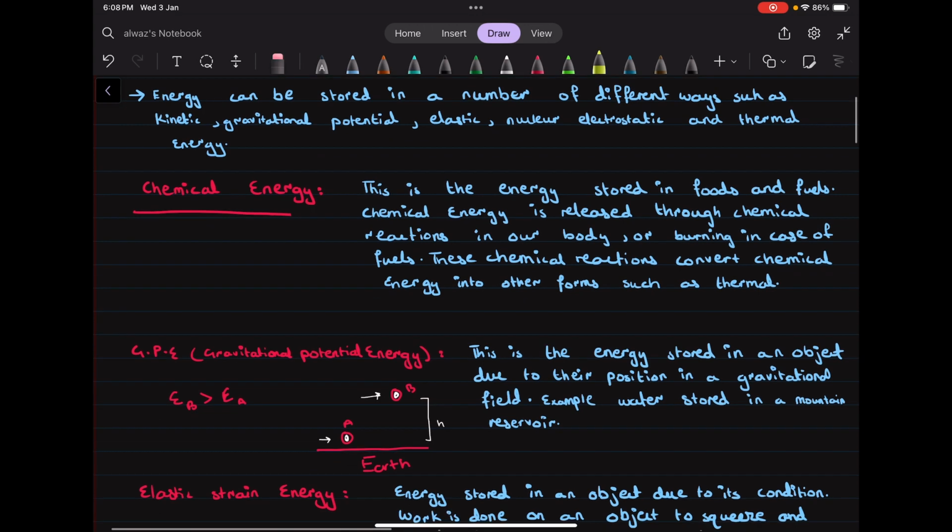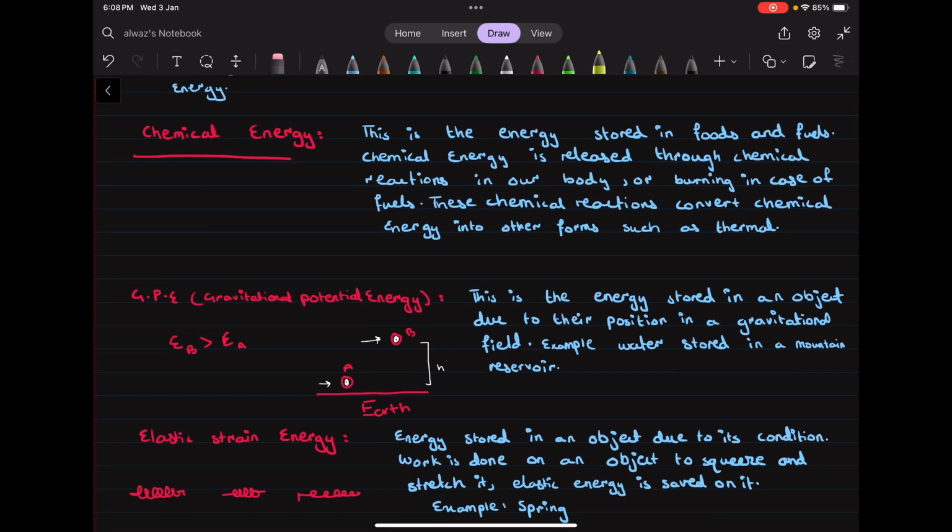So, the first form is chemical energy. What is chemical energy? The energy that is stored in foods and fuels in the shape of chemical bonds between atoms or molecules. An example of this is petrol in your car. The energy is stored in the petrol in the shape of chemical bonds, so when the petrol is burned, that energy is released. Another example is food that you consume. There is energy in the food in the shape of chemical bonds, and when you consume the food, it is broken down in your body and it releases energy, which basically helps you stay alive. So chemical energy is the energy that is stored in the form of chemical bonds.